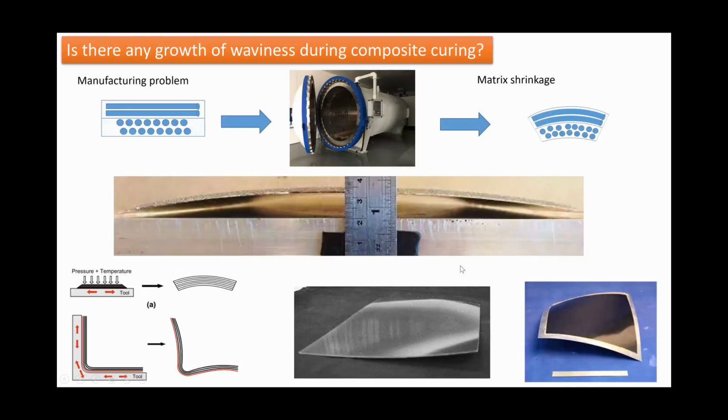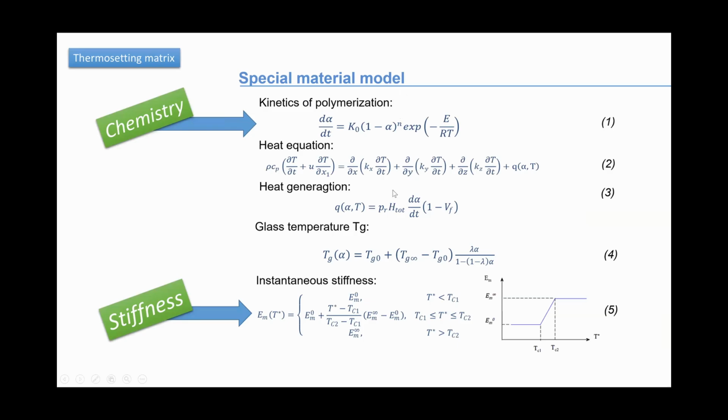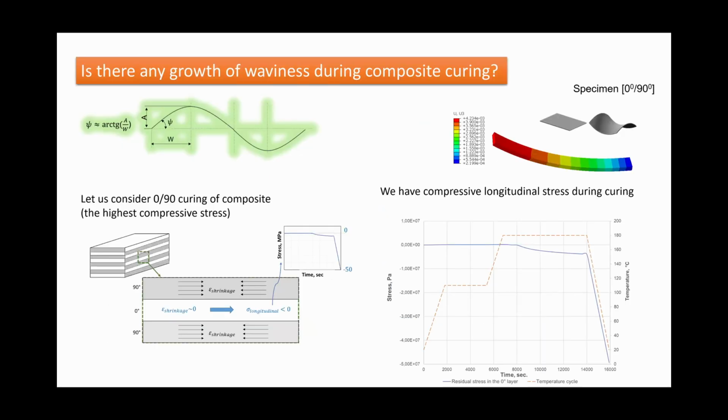The problem is maybe the waviness is increased when we do curing of the composite materials. This is the problem. So some pictures here how composite plate can be curved after manufacturing. And we have model how to model the curing. Here are some equations. So the matrix is changing during the manufacturing regime, and then we can recalculate it to composite materials.